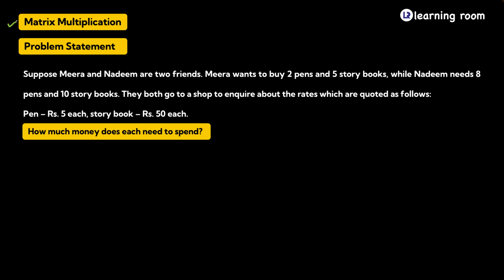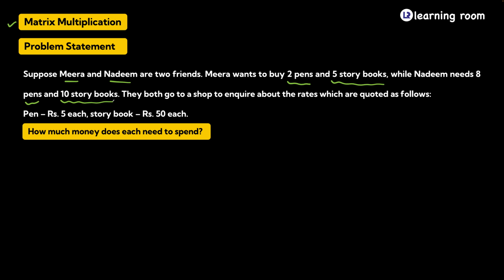The question is, suppose Meera and Nadeem are two friends. Meera wants to buy 2 pens and 5 storybooks, while Nadeem needs 8 pens and 10 storybooks. They both go to a shop to inquire about the rates, which are quoted as follows. Each pen is going to be 5 rupees and each storybook is going to be 50 rupees.